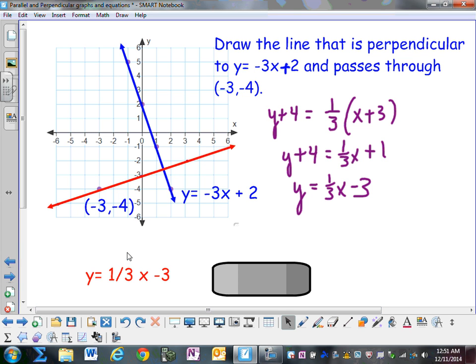So the equation of this line is y equals 1/3 x minus 3, and it's perpendicular to y equals -3x plus 2, and it goes through the point -3, -4. And that's how you write equations of lines that are perpendicular and parallel.